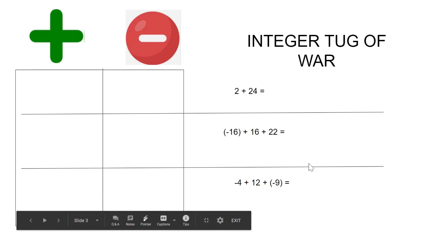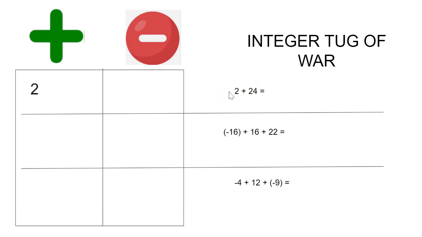Next, here we have positive 2 and positive 24. 2 plus 24 is 26. Next problem. You can see here it's getting a little more challenging.